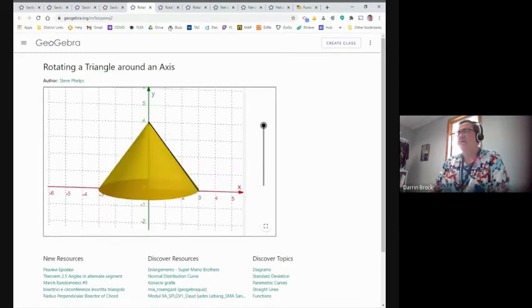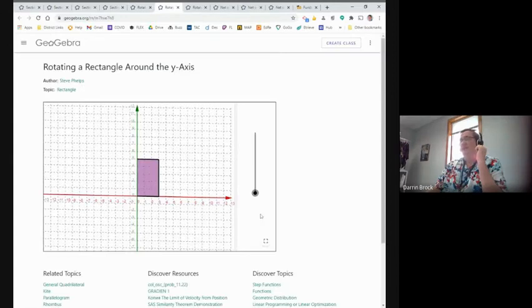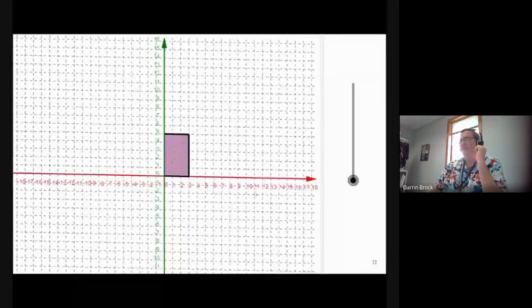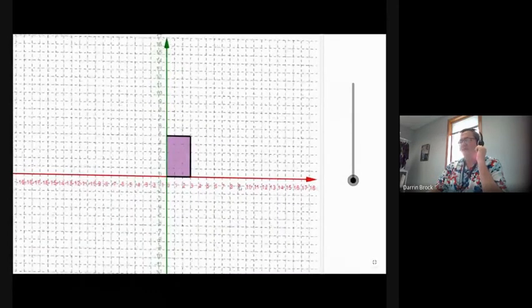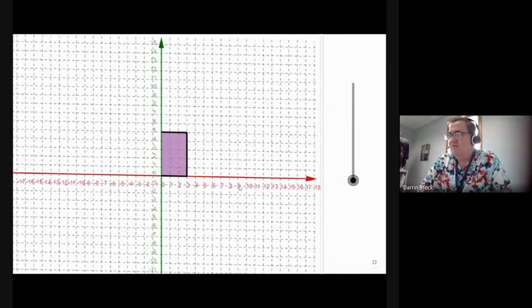All right, let's look at another one. We got two more. There we go. If we rotate, I'm going to make this one bigger. I forgot to do it in the other. If we make this bigger, this is a rectangle. Now, if we take a rectangle and rotate it around the y-axis, what shape are we going to have now?